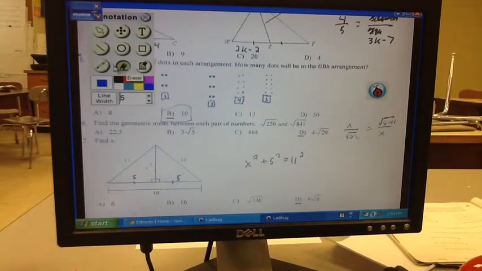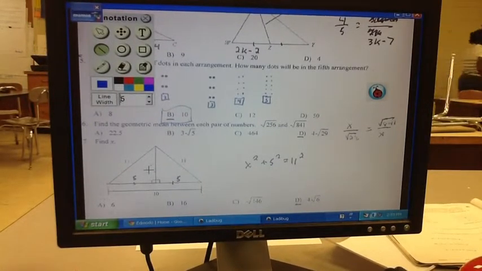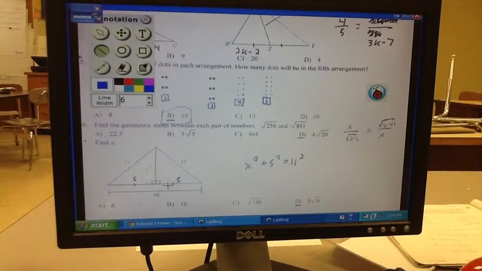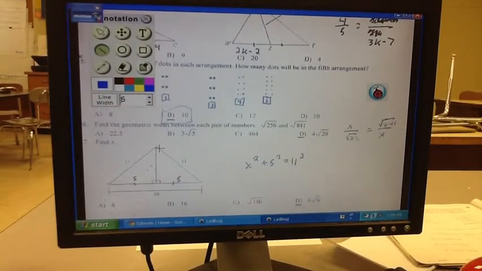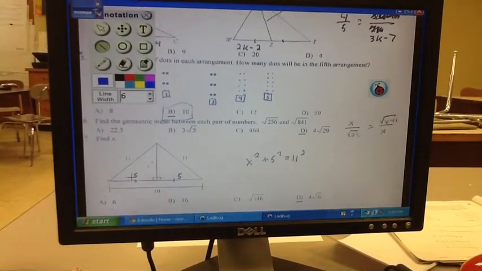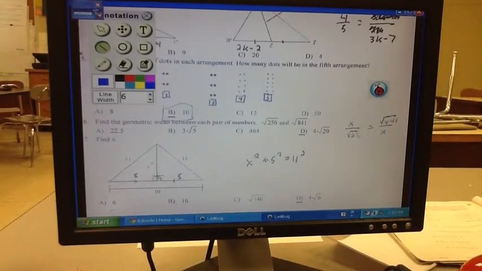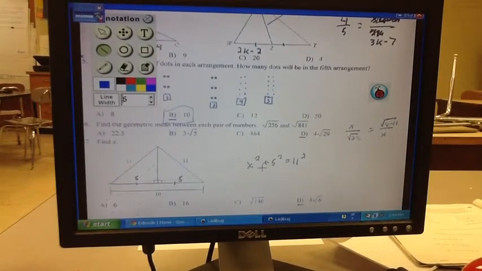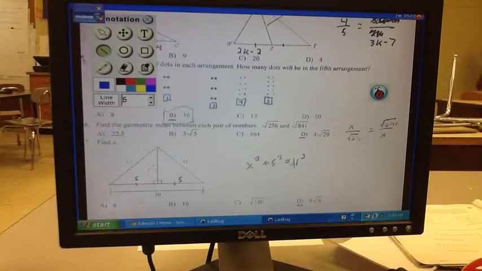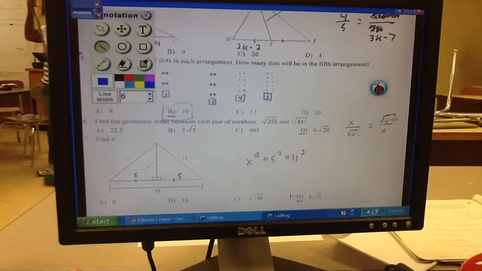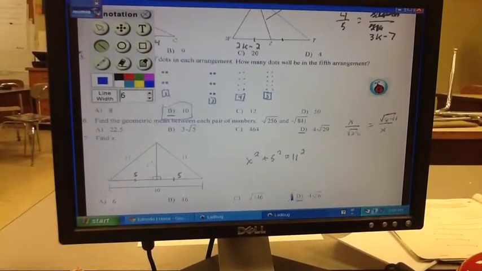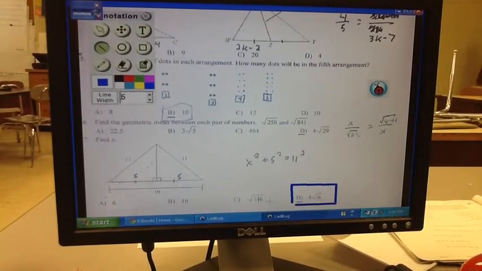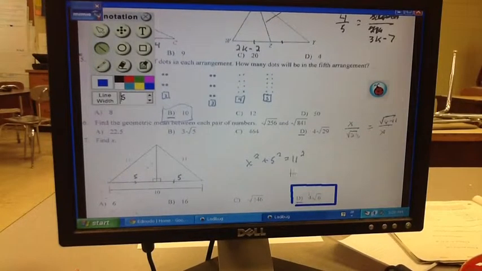Alright, on the last one, we're told to find x, and with both of these being 11 here and here, that means that this is a divider. And if this whole thing is 10, we know both of these are 5. We can do the Pythagorean theorem. Since we have a right triangle, we can do 5 squared plus x squared equals 11 squared, where 11 is the hypotenuse. After we end up solving that, you're going to end up with a decimal. Again, change all the answers to decimals, and it'll end up matching up.